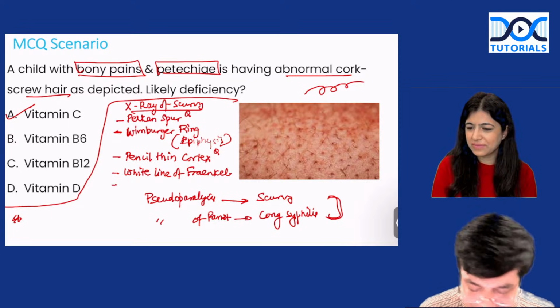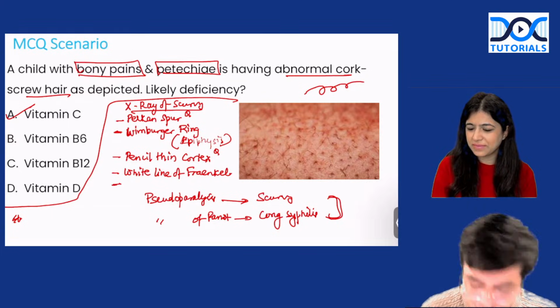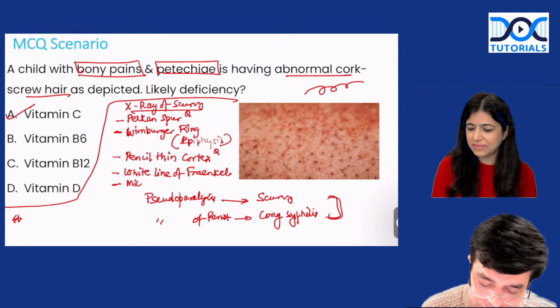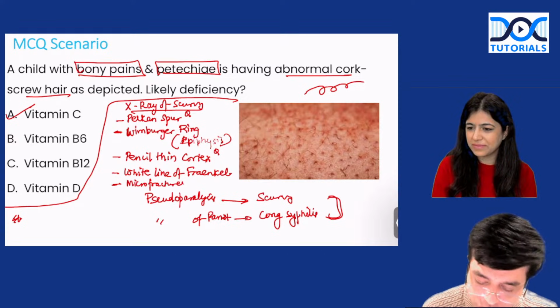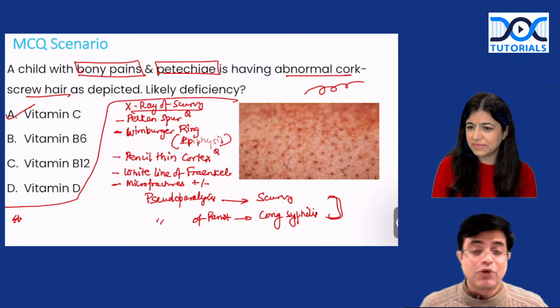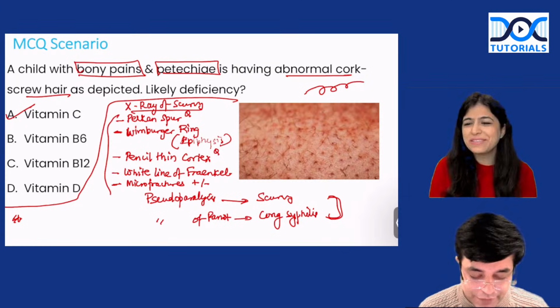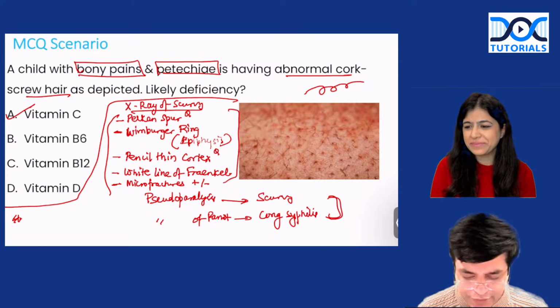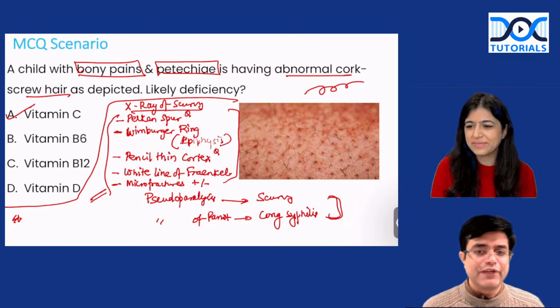And lastly, second last point, I'll say small micro fractures of the bone will be visible. These are plus minus which can be seen. Anything else, ma'am, you want to add to these extra features of scurvy? No, sir. All good. I think we are good to go. Scurvy treatment we have already done.